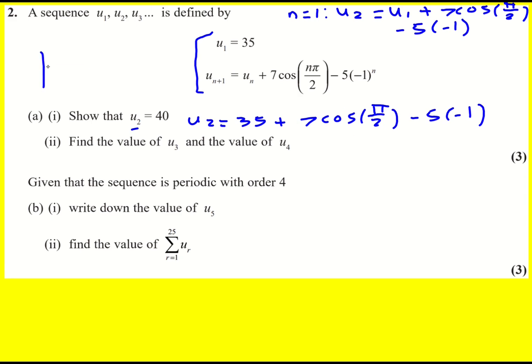Cos pi over 2 is actually 0 because our cos graph looks like this. So every time it's pi over 2 or 3 pi over 2, we just get 0. That's gone. And therefore, it's 35 plus 5, which gives us our answer of 40.